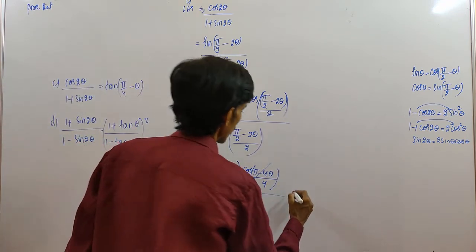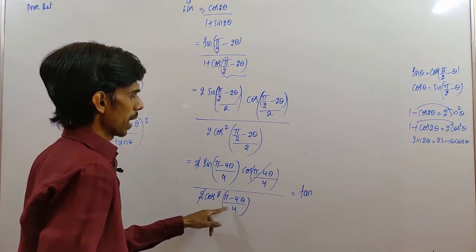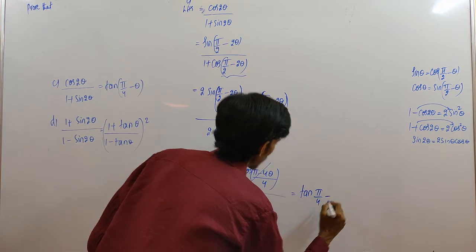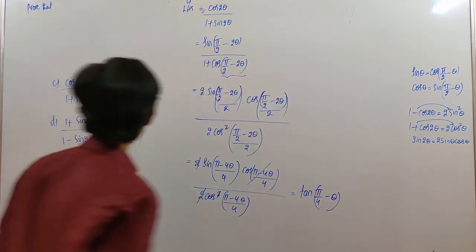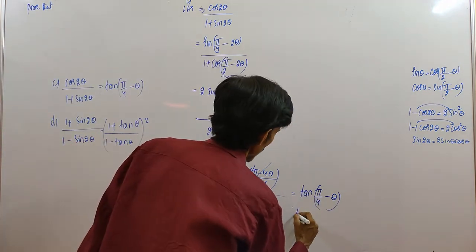Sine by cos, sine by cos is tan. Pi by 4, separate this pi by 4 minus 4 theta by 4, value is theta. So we got this tan(pi by 4 minus theta), RHS.